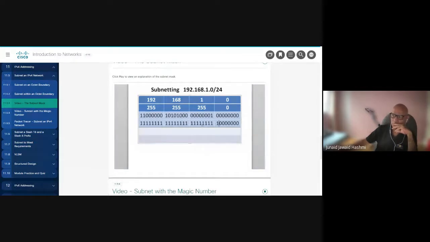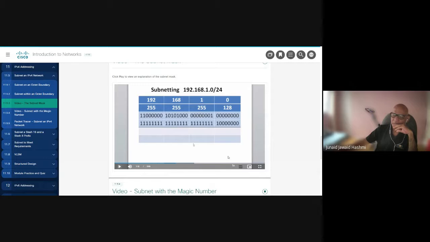In other words, if I convert this back to decimal, it's now 255.255.255.128. This completely changes the nature of the network. We now have a /25 subnet mask, and we only have 7 host bits.